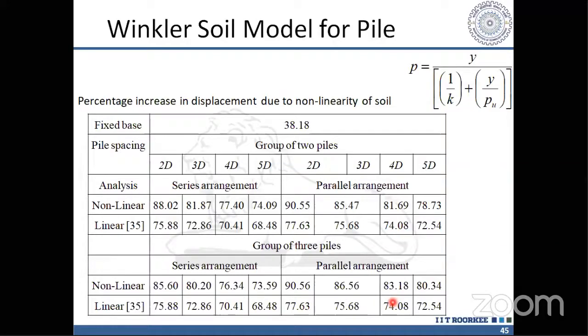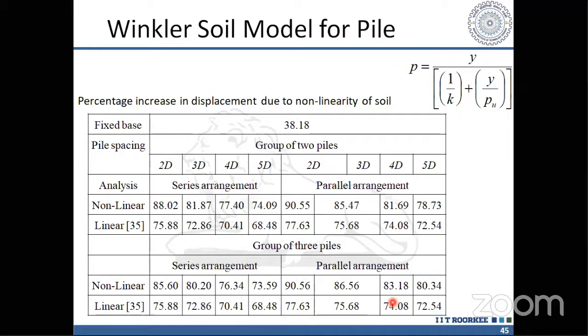Now in the next study, in the previous case the pile was modeled as a continuum. In this study, the soil was modeled as springs, and we have used the PY curve described by Georgiadis and Georgiadis in 1992. They have given a hyperbolic PY curve for soft clay in the form where K is the initial stiffness and P is the ultimate soil resistance.